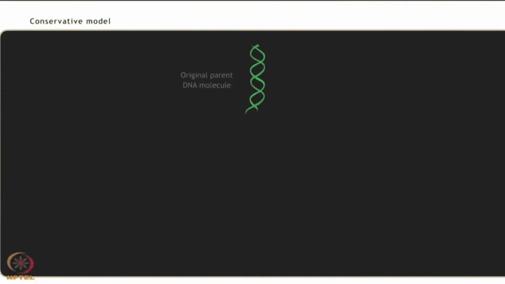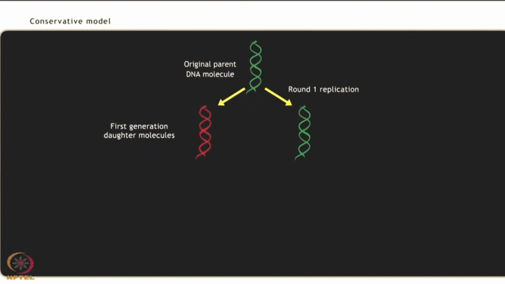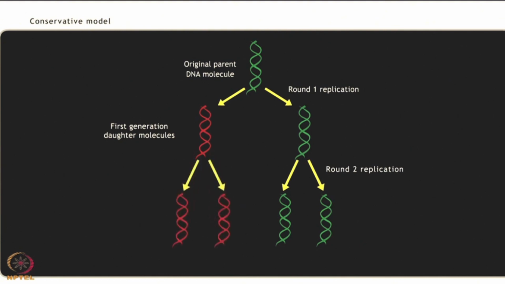According to the conservative model, the two parental strands of DNA as a whole serve as a template for the synthesis of progeny DNA molecules. Thus, one of the daughter DNA molecules is actually the parental DNA, while the other daughter DNA consists of two newly synthesized strands from fresh nucleotides.